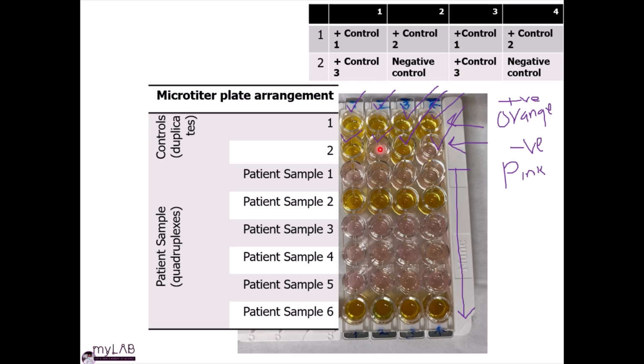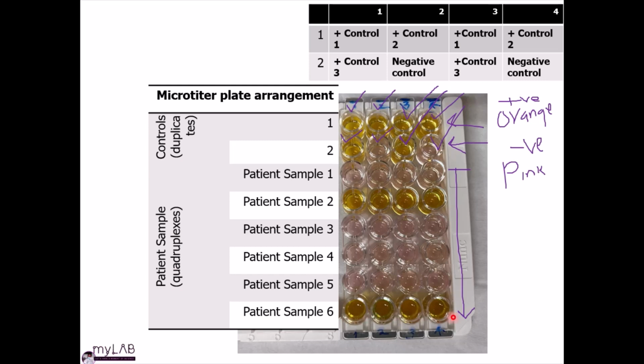And then we have negative control and another negative control because they're in duplicates, and you can see that they are pinkish, and that means they're negative. And now for our samples, we can tell that sample 1 is negative, sample 2 is positive, sample 3 is negative, 4 is negative, 5 is negative, and then 6 is positive.